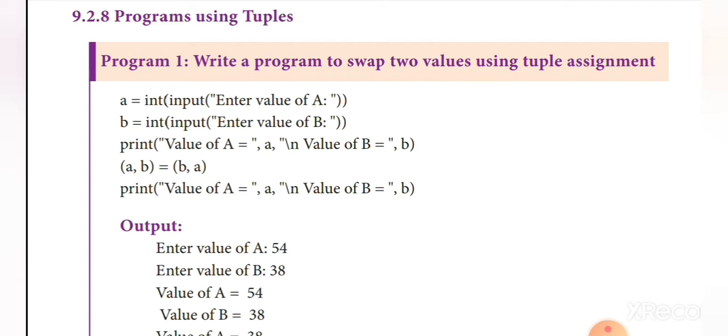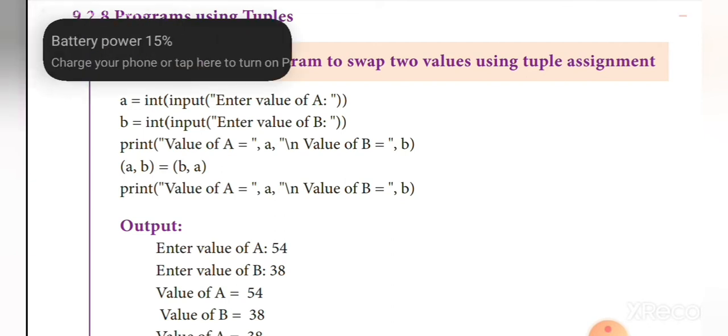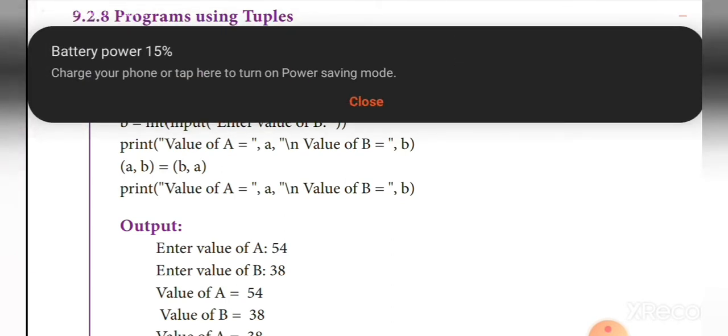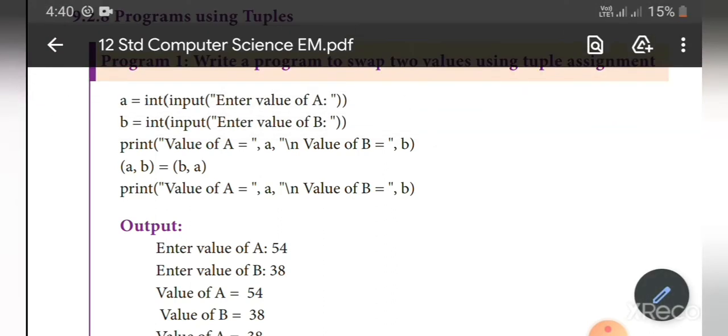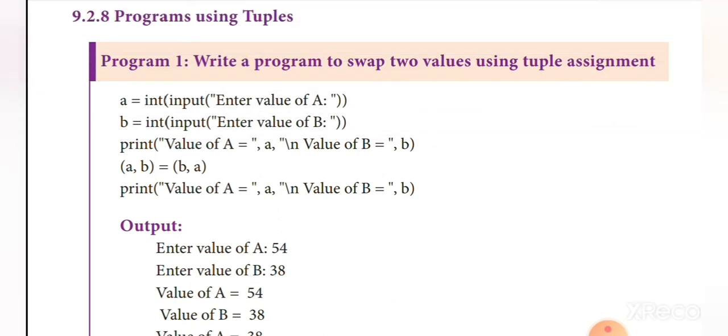After displaying the value of a and b, the next statement is within brackets a comma b equal to within brackets b comma a. So this statement is going to interchange the value of a and b. We are giving the assignment b comma a. The value of b will be assigned to the variable a and then the value of a is assigned to the variable b. Okay, so a comma b equal to b comma a.